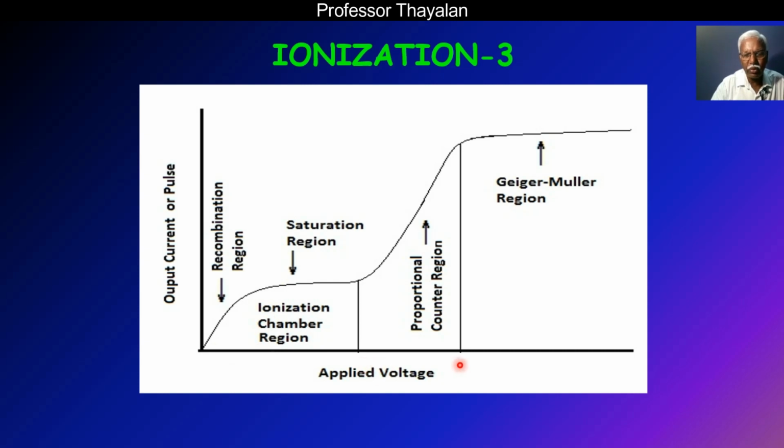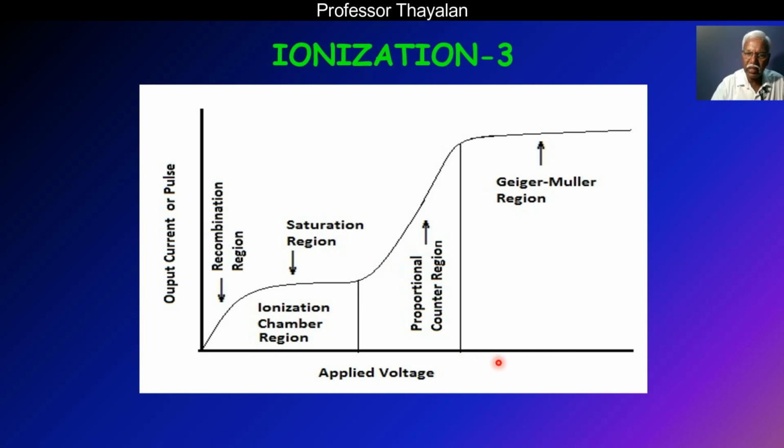Suppose we increase the voltage, what will happen? If we increase the detector voltage, another region comes. This is called the proportional region. That means the radiation we measure now is proportional to the energy of the radiation. That's why it is called the proportional region. That means some multiplication takes place in this region compared to this.